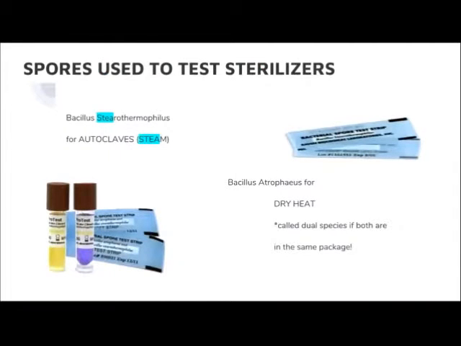So here are some examples of the Geobacillus stearothermophilus and the Bacillus atrophaeus. And if they put them both in the same package, they're called dual species. So most manufacturers make these packages with both types of spores, so that no matter what sterilizer you put them in, we can make a test through it.